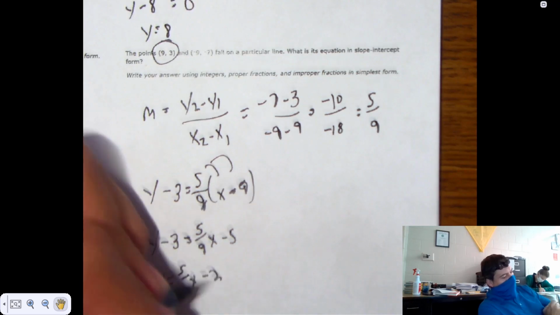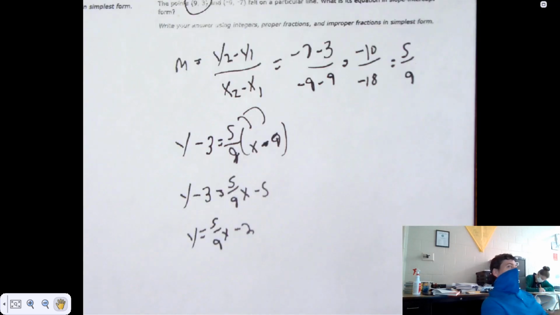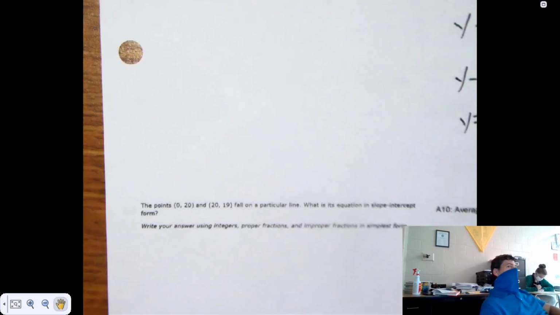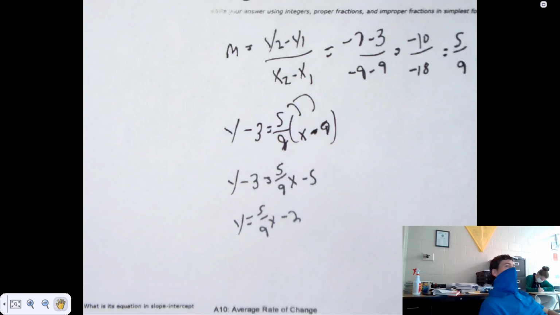Negative 2, 5/9 of x take away 2. So I've done 3 of them with y'all. This is going to be the end of A8. All y'all got to do is the last one from A8. I'm going to put that right back there, but if you're caught up, go ahead and start on that last problem.